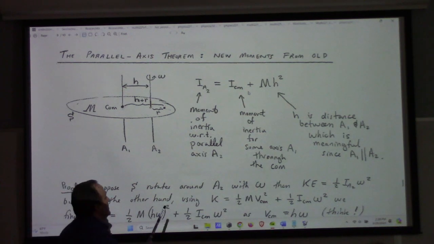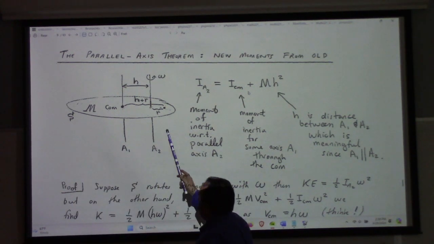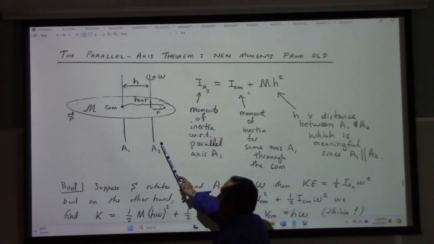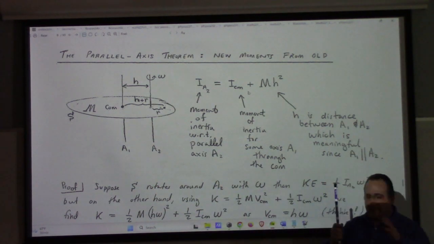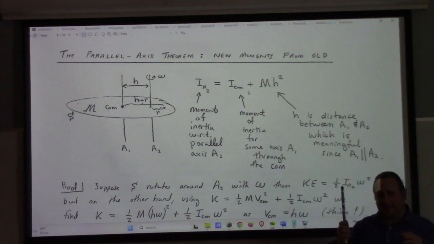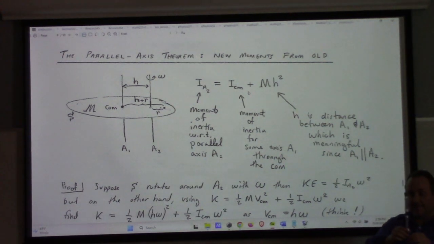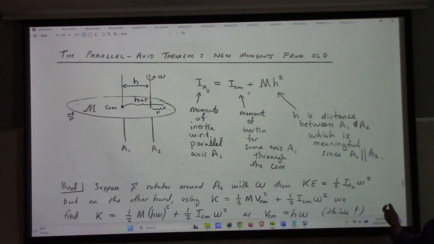So another theorem that's important to know about is the parallel axis theorem. What it concerns is how to find the moment of inertia of a given body with respect to an axis which is parallel to the center of mass axis. So if you know the moment of inertia with respect to the center of mass axis, you can calculate the moment of inertia with respect to another axis which is parallel.